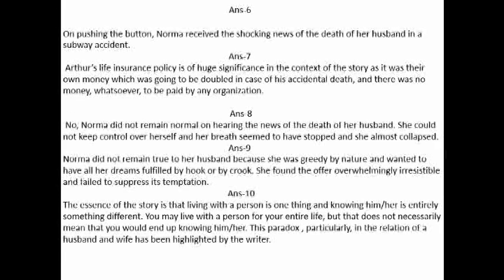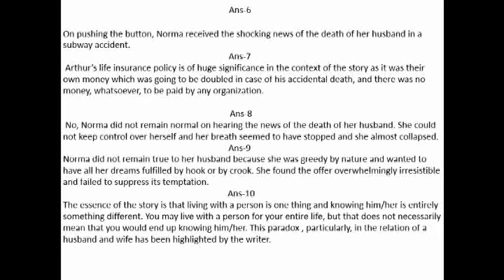Question number 8 is, did Norma remain normal on hearing the news? The answer is no. Norma did not remain normal on hearing the news of the death of her husband. She could not keep control over herself, and her breath seemed to have stopped, and she almost collapsed.